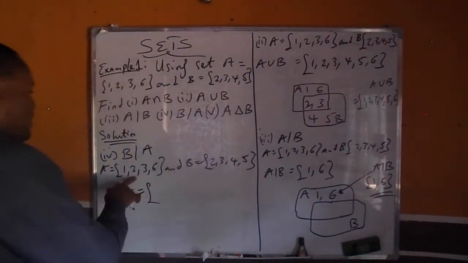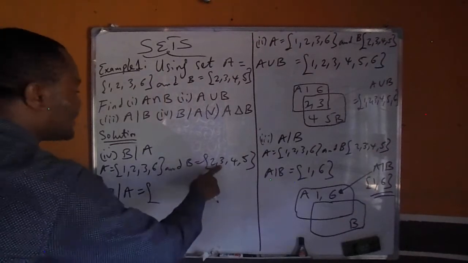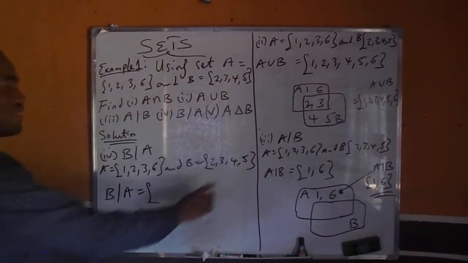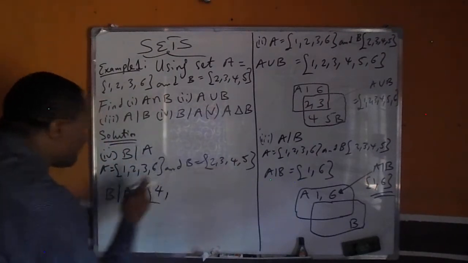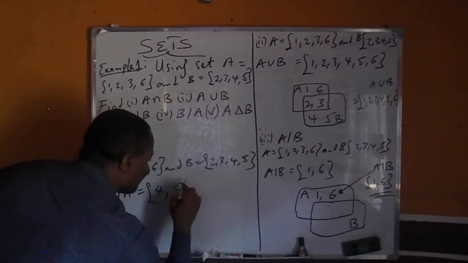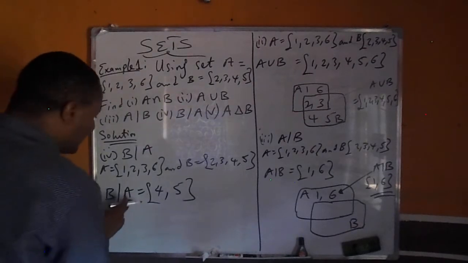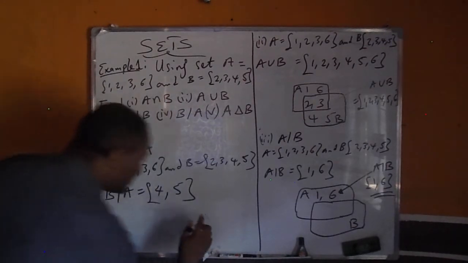2 is in B, we have it in A, so it's not included. 3 is in B, we also have it in A. 4 is in B, we don't have it in A, so we have 4. 5 is in B, we don't have it in A. 5. That's why we say B without A.